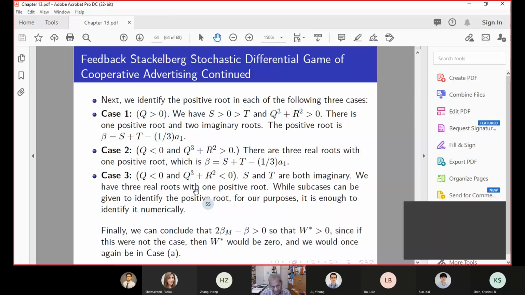Now, in this case, we go one step lower and we actually give the numbers on pi and this and that, and we will see three roots and we'll take the positive root. But we can prove that only one of them is positive in each of the subcases of case 3.